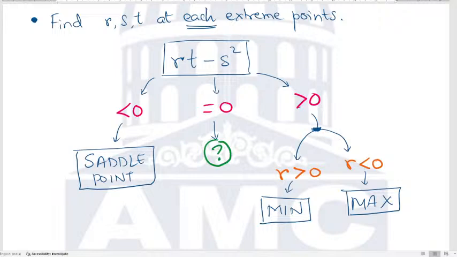Okay, so having said all of this, let's try to solve the problem that we have in hand. So the problem that we were trying to solve a little while back was as follows.